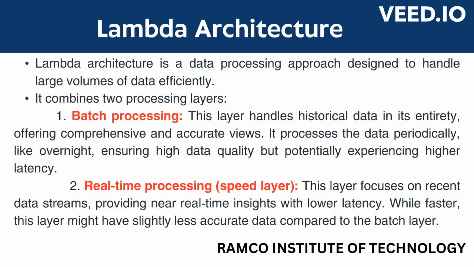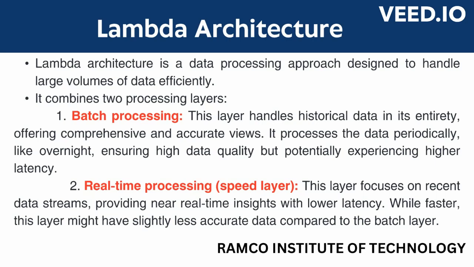First let us see Lambda architecture. Lambda architecture is a data processing approach designed to handle large volumes of data efficiently. It combines two processing layers: first the batch processing layer and next the real-time processing layer, which can also be called the speed layer. Batch processing, as we already know, takes a large amount of data and processes it in the form of batches. It processes the data periodically, either daily, weekly, monthly or overnight. Batch processing ensures high quality data but potentially experiences higher latency.